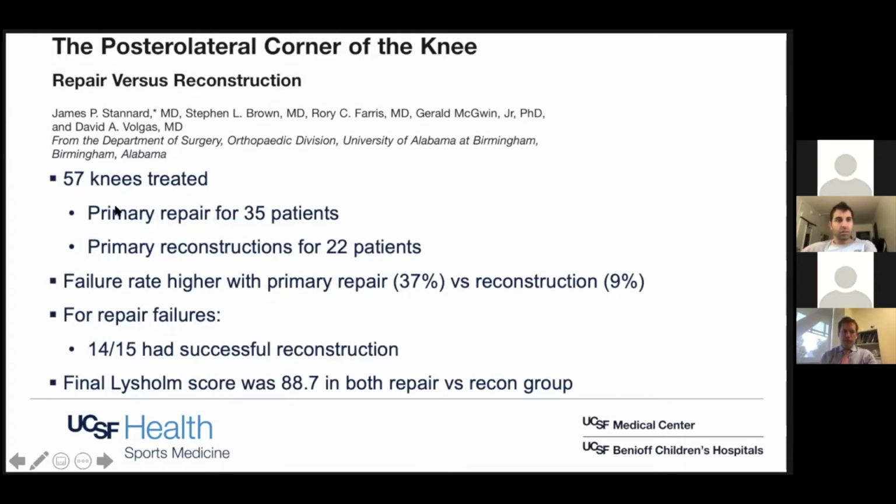But 35 patients had a primary repair for a posterolateral corner injury. 22 patients had a primary reconstruction, and found a significantly higher failure rate with primary repair versus reconstruction. So 37% versus 9%. For the repair failures, 14 out of 15 had an eventual successful reconstruction. So you don't really compromise anything, but still had that second reconstruction surgery. And then the final Lysholm score was the same in both groups. So even if they went on to that, you could still get a good outcome, but a much higher failure rate with a primary repair versus reconstruction.